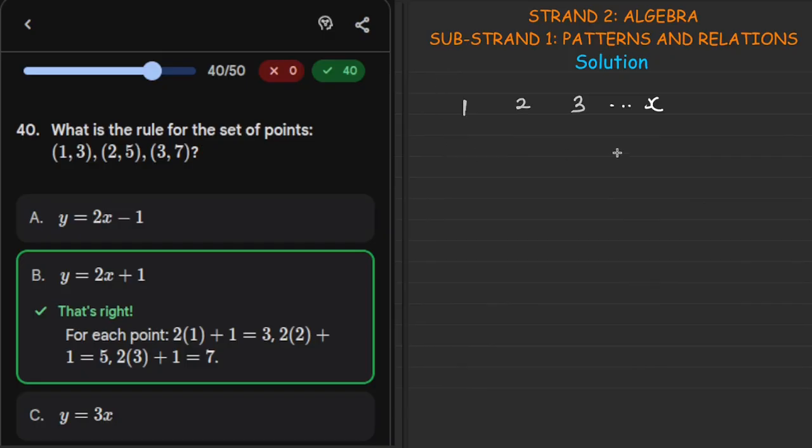We are solving questions on patterns and relations. I've done so many tutorials on this on the homepage. You can go and check it out, then come and solve these questions we have here.